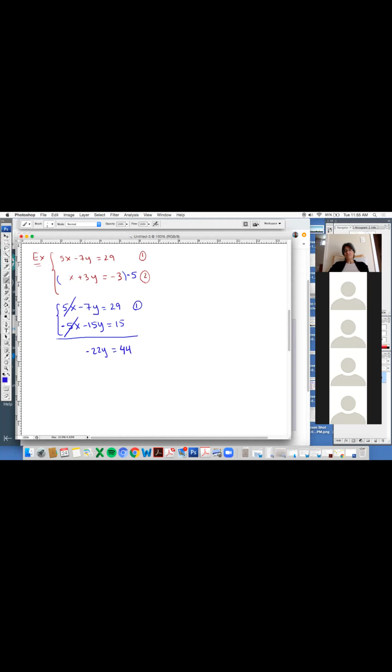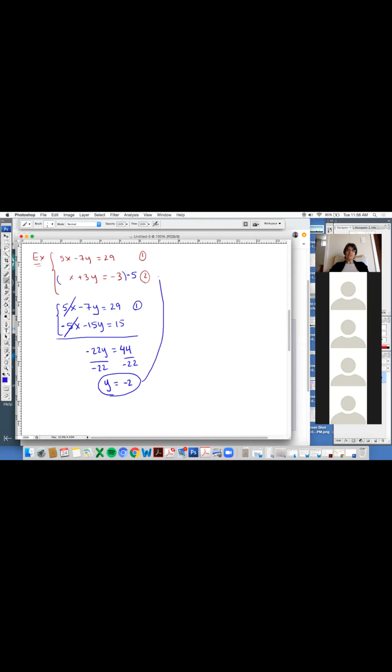Okay, now this equation is fairly straightforward. Divide both sides by negative 22. We get y equals negative 2. Okay, any questions so far? Okay. Oh, yeah? Okay. So now we're not done because we need to get our x.